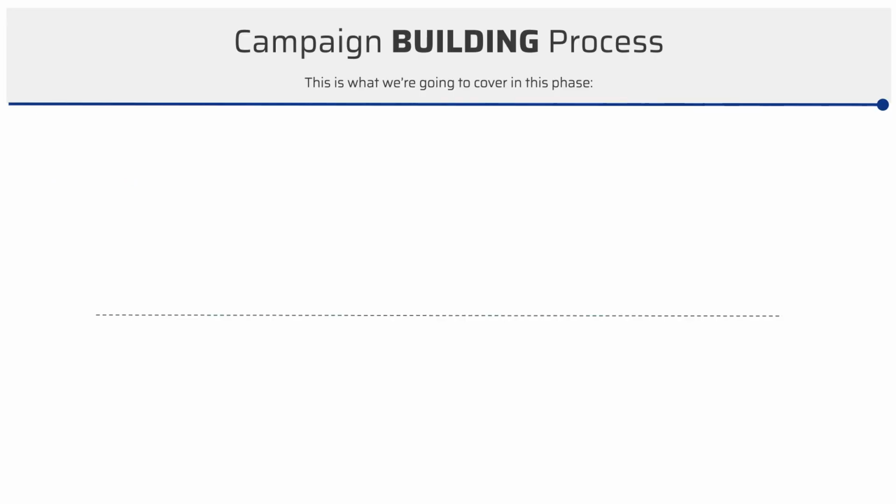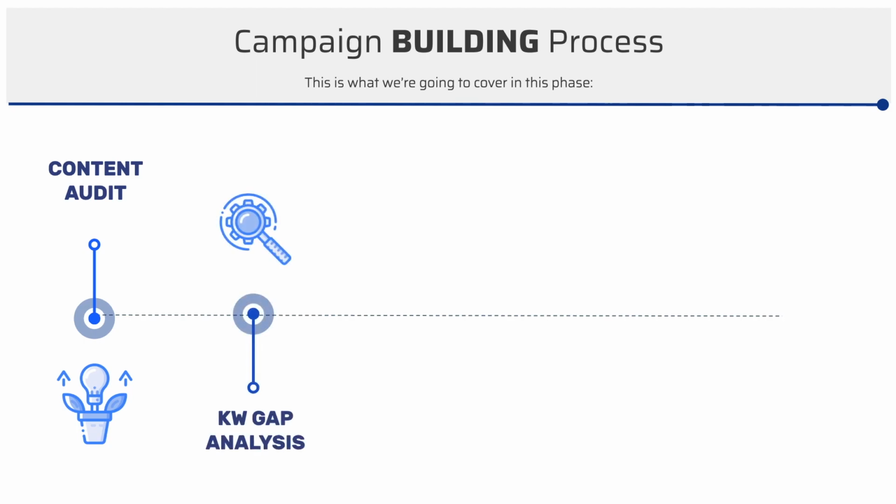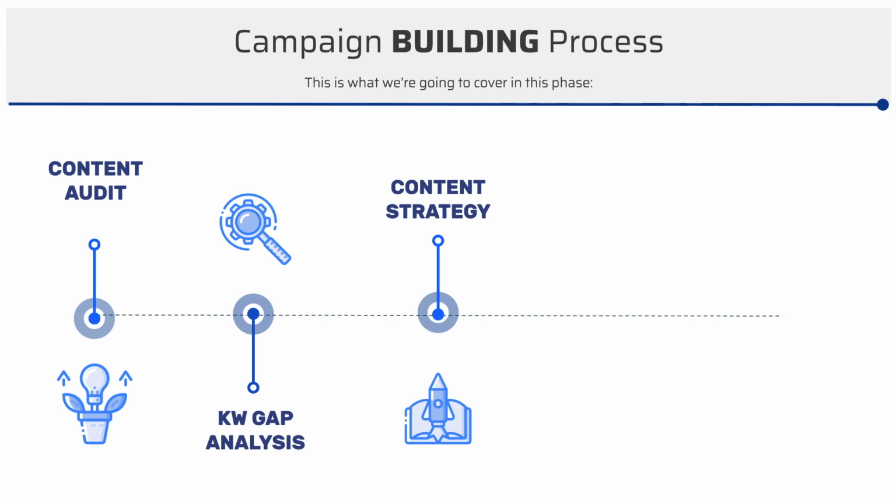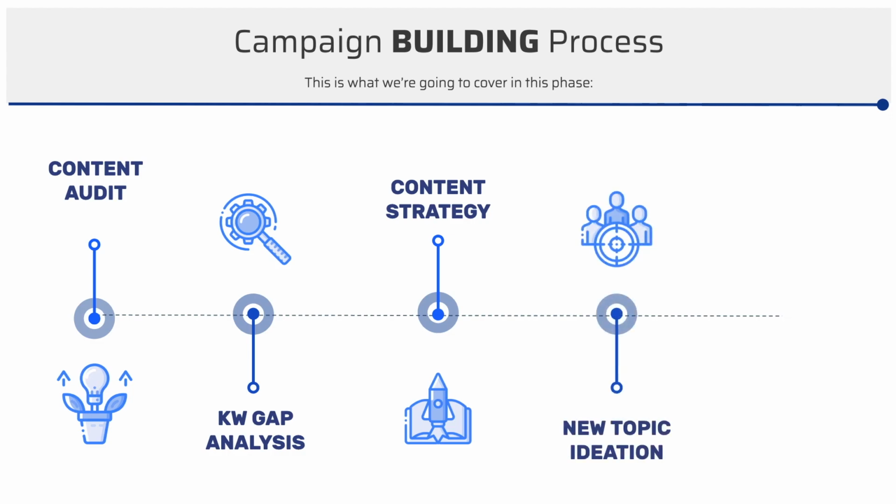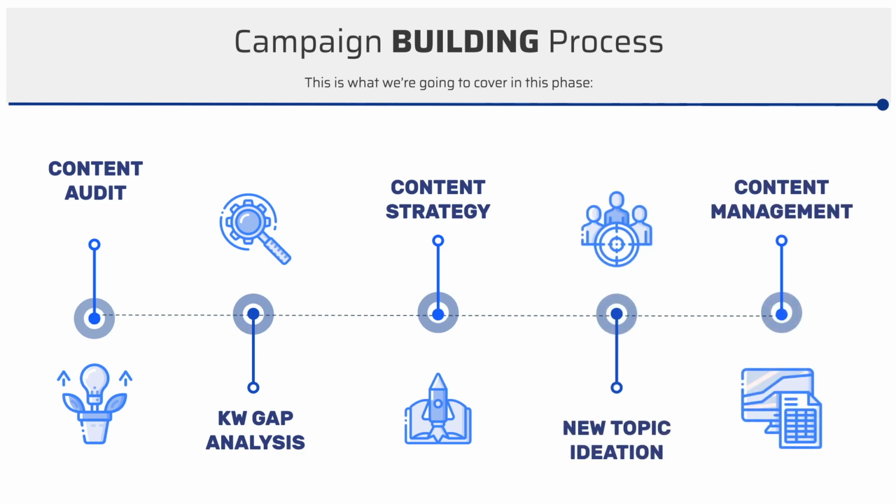So specifically within this campaign building process, I'm going to cover 4 things. Number 1 is a content audit. Number 2 is a keyword gap analysis. 3 is a content strategy. 4 is new topic ideation, and 5 is content management. So I misspoke. It's actually 5 things we're going to cover here. Very exciting. Extra little bonus stuff for you.